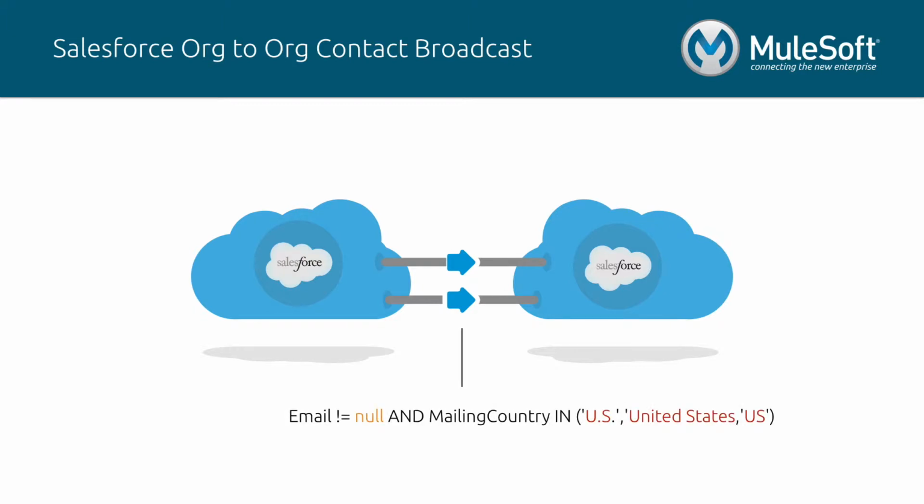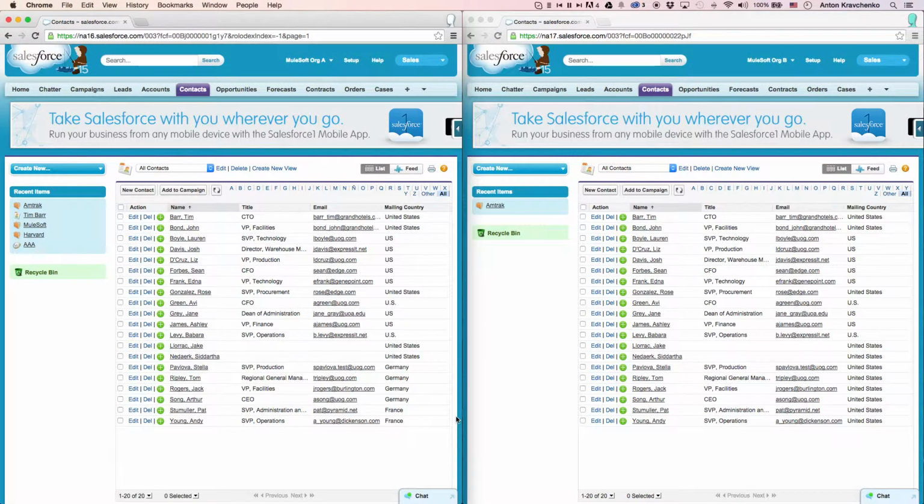We will also specify a filtering criteria. In this case, a contact will be filtered depending on the email and the mailing country. Right now, let's see how it all works.